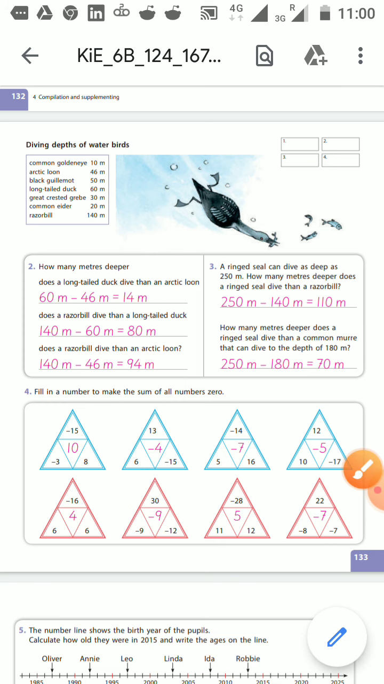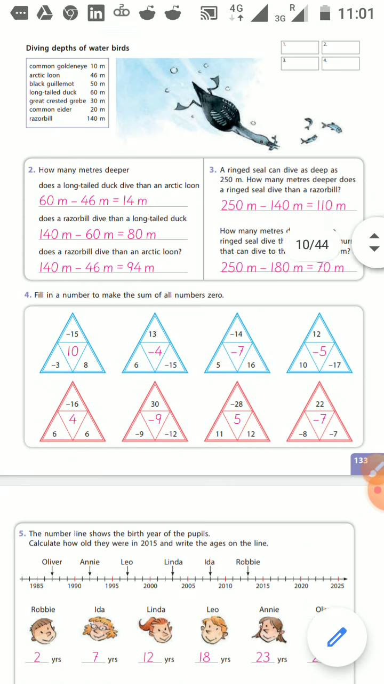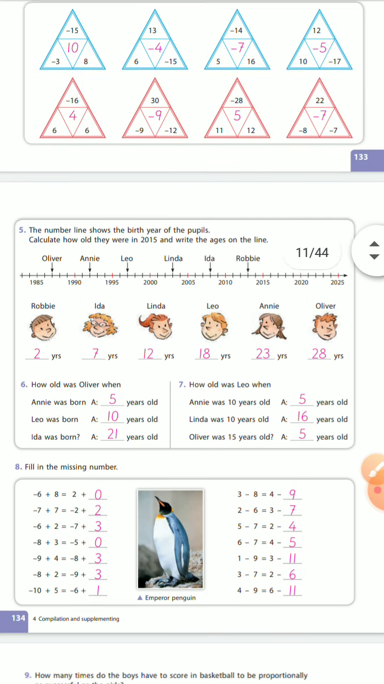You've got here 13, 6, and -15. What would make it 0? It would be -4. And there are all the answers there for those questions.